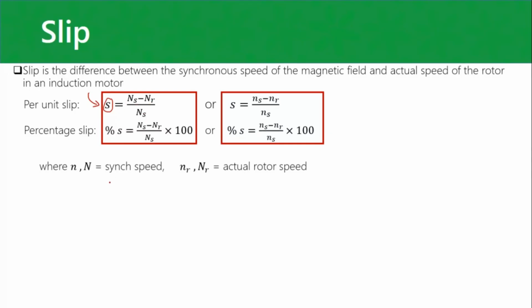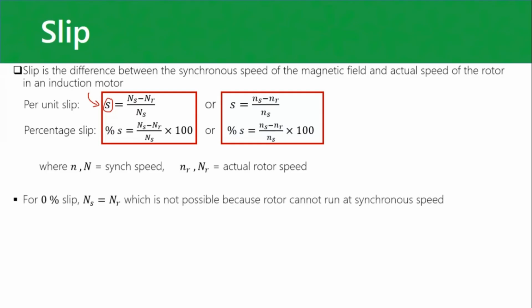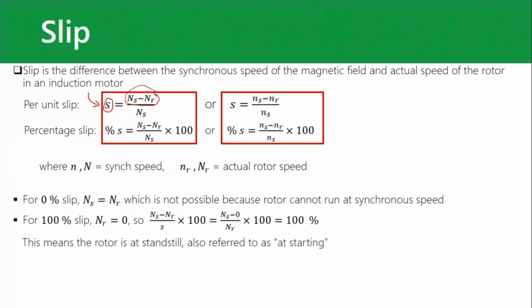So can you ever get a zero slip? No. For zero slip, synchronous speed and rotor speed would have to be the same in that equation to give you a zero. Well, we know that's not possible, and we discussed that. So you can get 100% slip, though. Because for 100% slip, NR would have to be zero. If NR is zero, then the slip is just NS over NS equals 1, or percentage slip, 100%.